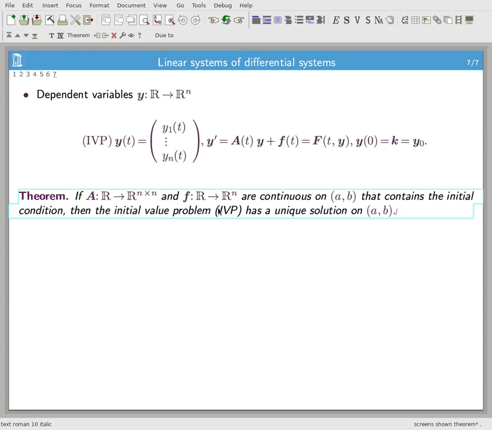This is similar to what we had for scalar differential equations. Remember that in the case of scalar differential equations, to affirm uniqueness, we also had to have a bit more. We had to have differentiability with respect to the unknown variable y. But in the case of a linear system, this is self-evidently true, since f depends linearly on y, and that differentiability is ensured. So continuity of A of t and f of t will ensure uniqueness.